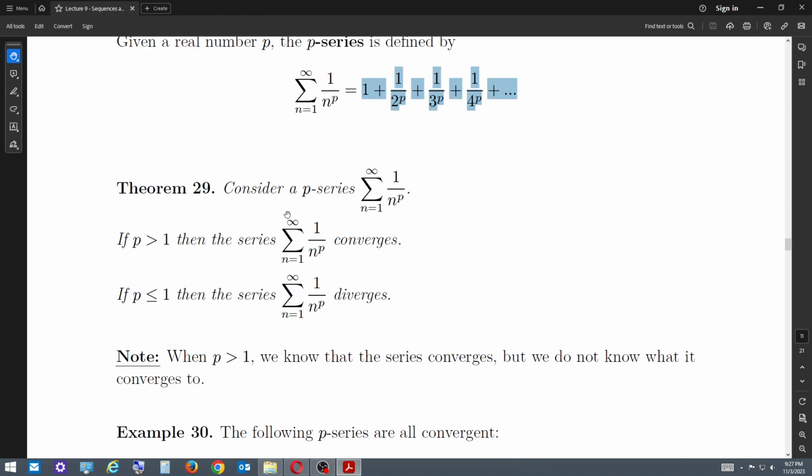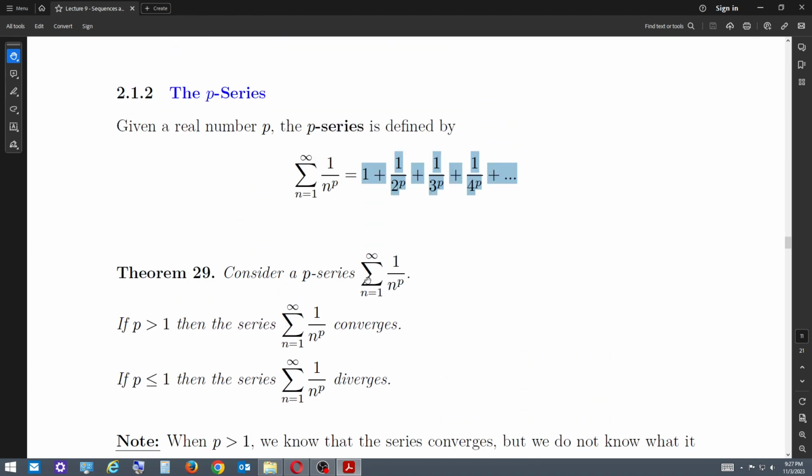Now this theorem here tells us how we can use this. So if I have a p series, meaning I have n to the power p in the denominator here, if p is greater than 1, then this series converges. Now it doesn't tell me what it converges to, and in fact there's no way to know. So all we know is it converges. When p is less than or equal to 1, it diverges. So if p is, let's say, 1 or a half or negative 1, then this diverges.